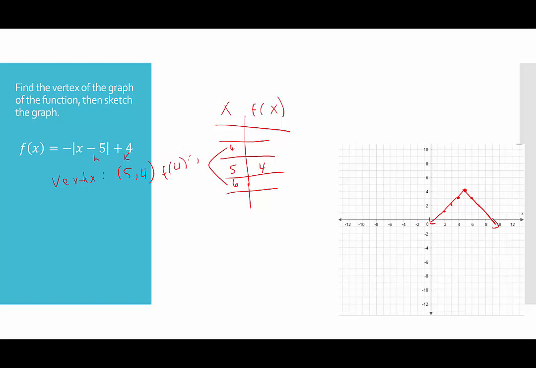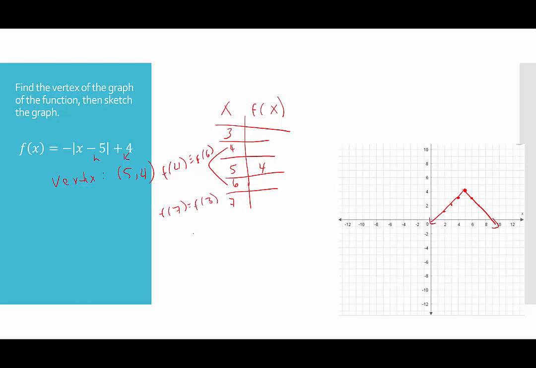So f of 4 should equal f of 6, which saves us some time, because then you don't have to plug in both. You can pick which one you want to plug in and plug that in. Then we always want to do 5 points. So 2 before 5, 2 after 5. I would go 2 away from 5, which would be 3 and 7. And again, f of 7 should equal f of 3 thanks to the symmetry of the absolute value graph.